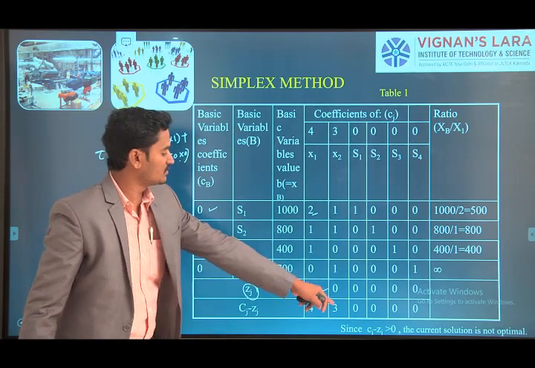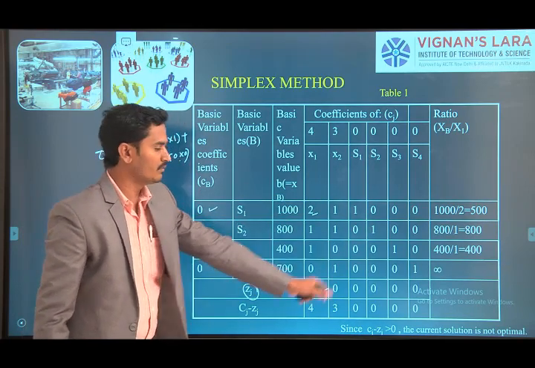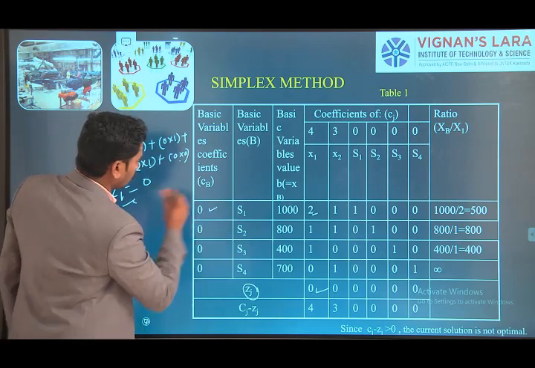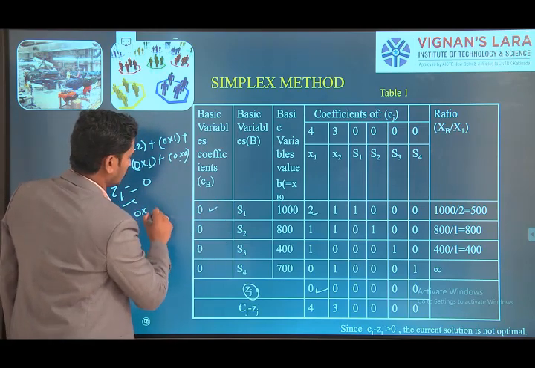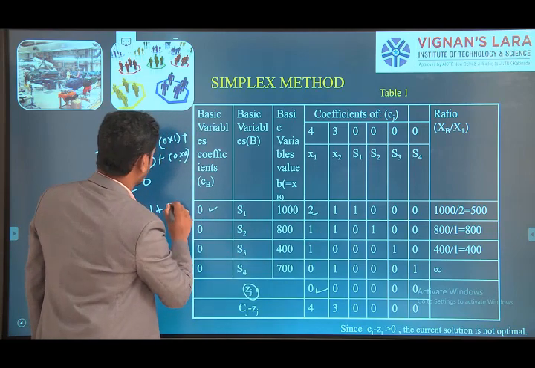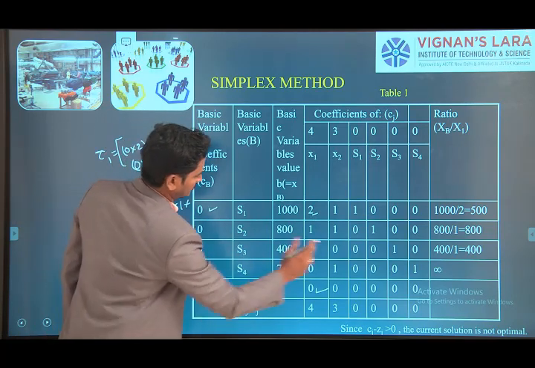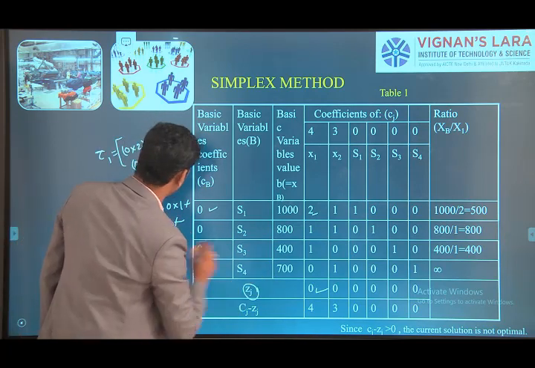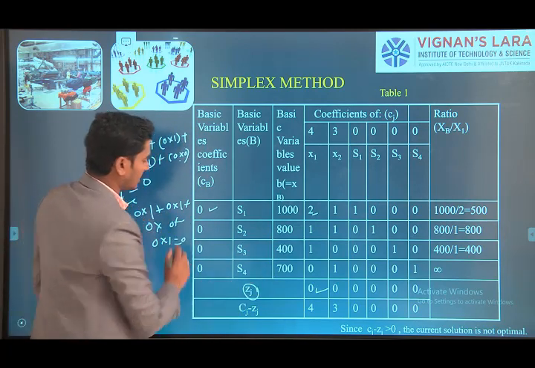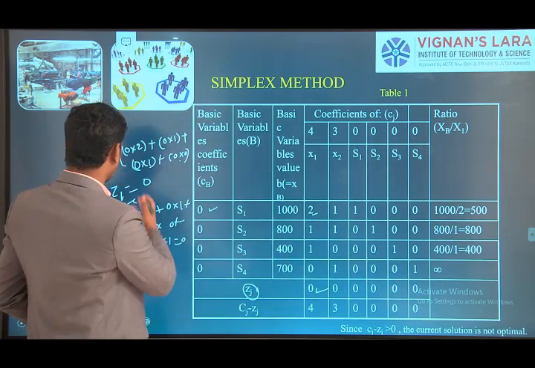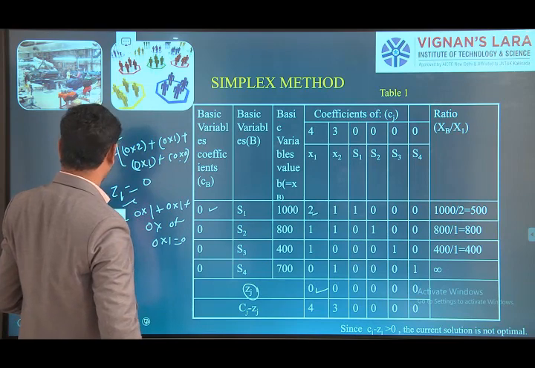Next, coming to the x2 case. Here we come to the second column. Z2 is equal to 0 into 1 plus 0 into 1 plus 0 into 0 plus 0 into 1, which is equal to 0. Like that we find all the column Zj values. Finally we get all of them as 0.